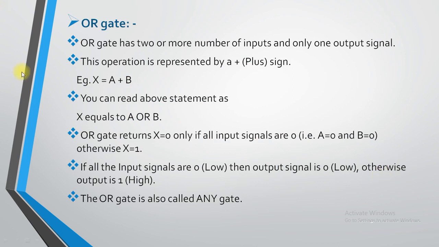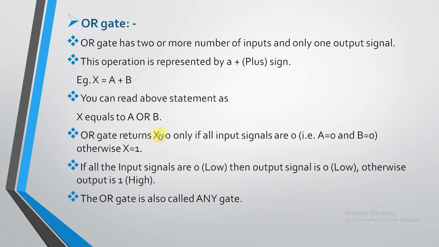Now the slide of AND gate you can copy and paste over here, and you can make the corrections based on OR gate. Like AND gate, OR gate also has 2 or more inputs, but the output signal is only 1. AND gate is represented by a dot or the absence of an operator, but over here OR gate is represented by the plus sign. So for example, x equals to a plus b. You can read the above statement as x equals to a or b. Why or? Because the plus sign is over here.